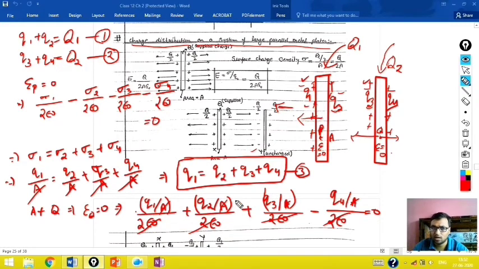So all this I am writing, only 3 or 4 useful equations.